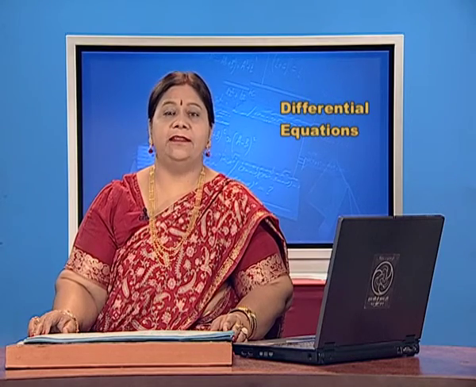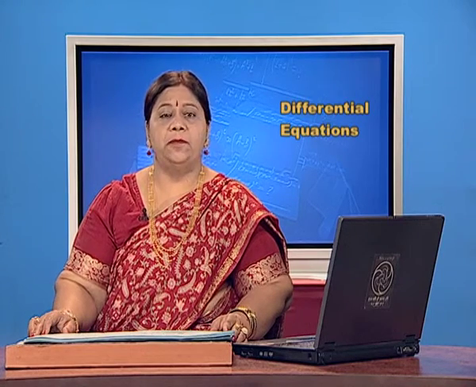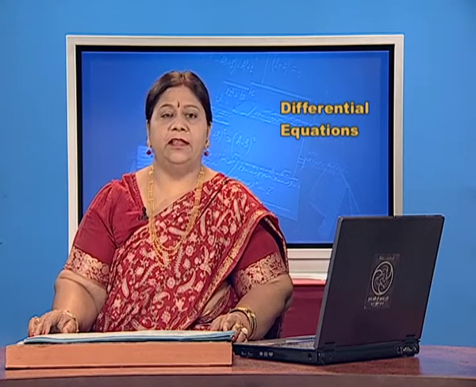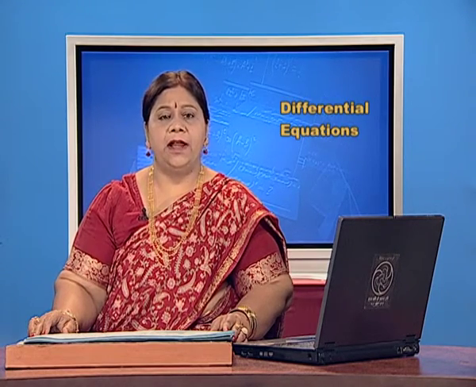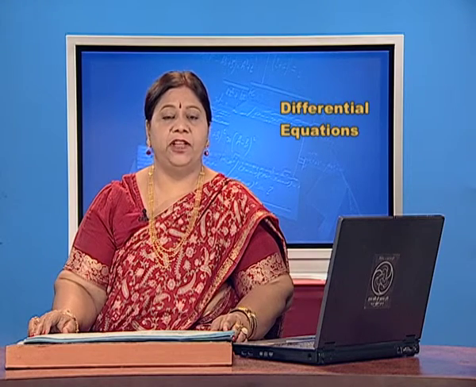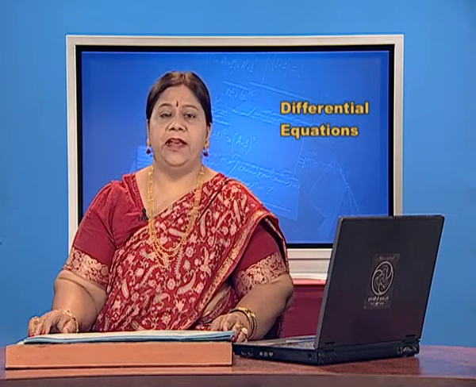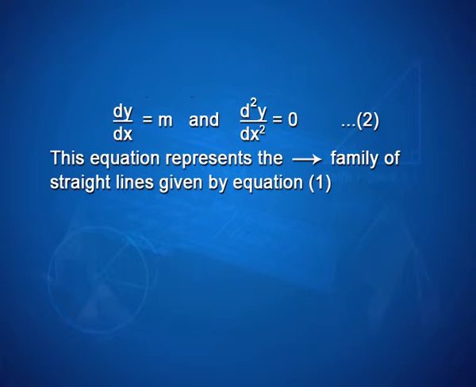We are now interested in finding a differential equation that is satisfied by each member of the family. Further, the equation must be free from m and c because m and c are different for different members of the family. This is obtained by differentiating equation 1 with respect to x successively. We get dy upon dx is equal to m and d square y upon dx square is equal to 0. This equation represents the family of straight lines from equation 1.